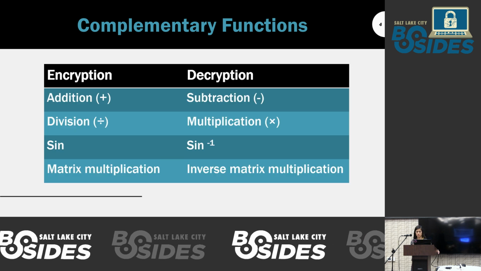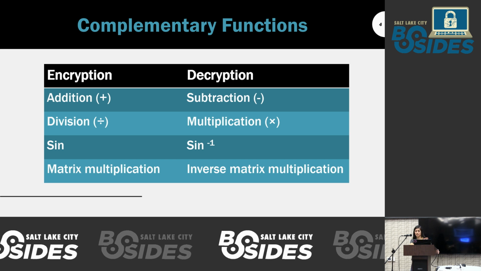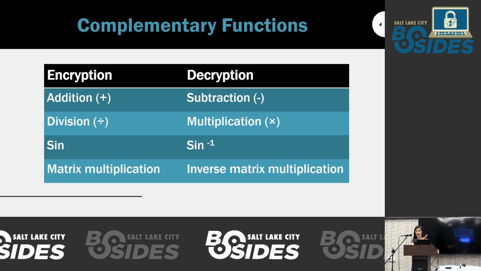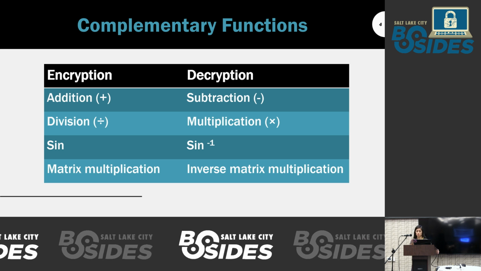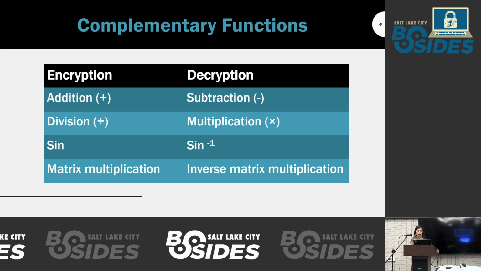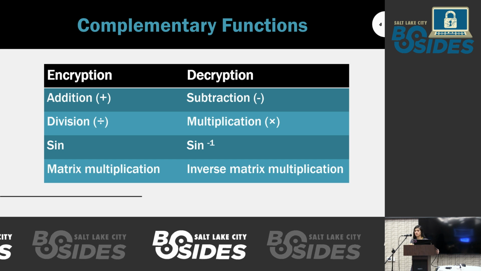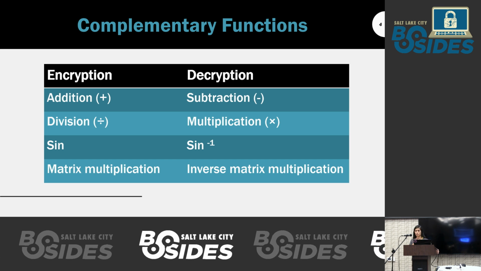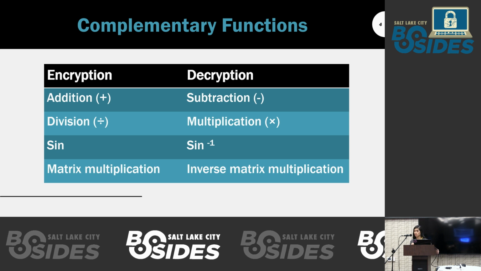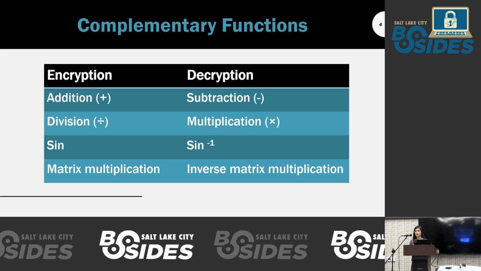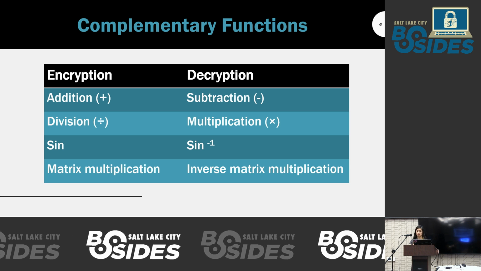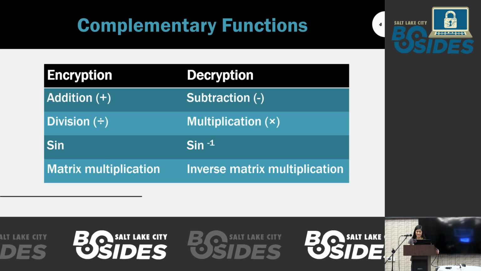Here are some complementary functions. In our example earlier, if you add 5 or subtract 5, you can do the inverse to get back to where you were. Same with division and multiplication. If you sin, you repent. Matrix multiplication doesn't actually have matrix division, so it's called inverse matrix multiplication, and that will bring it back to where you were. So it works for simple functions, and it works for trigonometric functions.